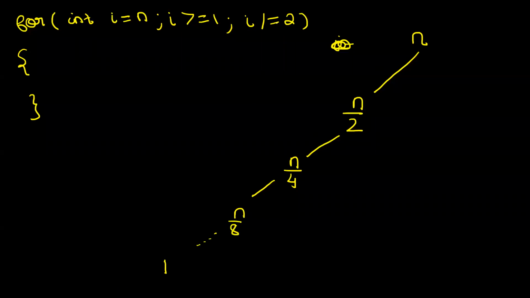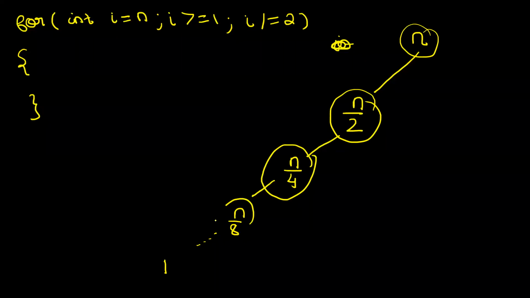So do you agree? The loop will run first for i equal to n. Then the loop will run again when the value of i is n by 2. Then the loop will run again when the value of i is n by 4. Then the loop will run again when the value of i is n by 8. Likewise, the loop will run till I reach a value of i equal to 1. Do you agree with this statement?